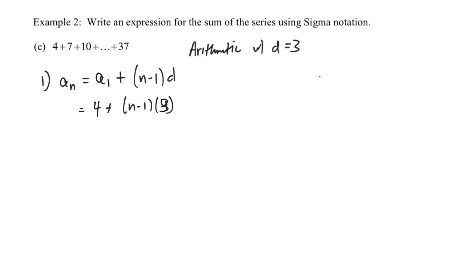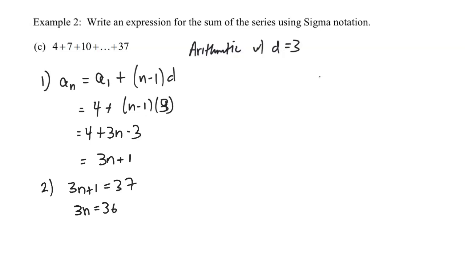And so now I'm ready to distribute. That's going to give me 4 plus 3n minus 3, which will give me 3n plus 1. And so now we want to find our upper limit. That is step 2. And so that means we're going to take our formula that we just found and set it equal to the last term. And so this will be subtracting 1 on both sides. 3n is equal to 36. Dividing both sides by 3 will give us an upper limit of 12. And so now the sum from n equals 1 until 12 of my formula, 3n plus 1.